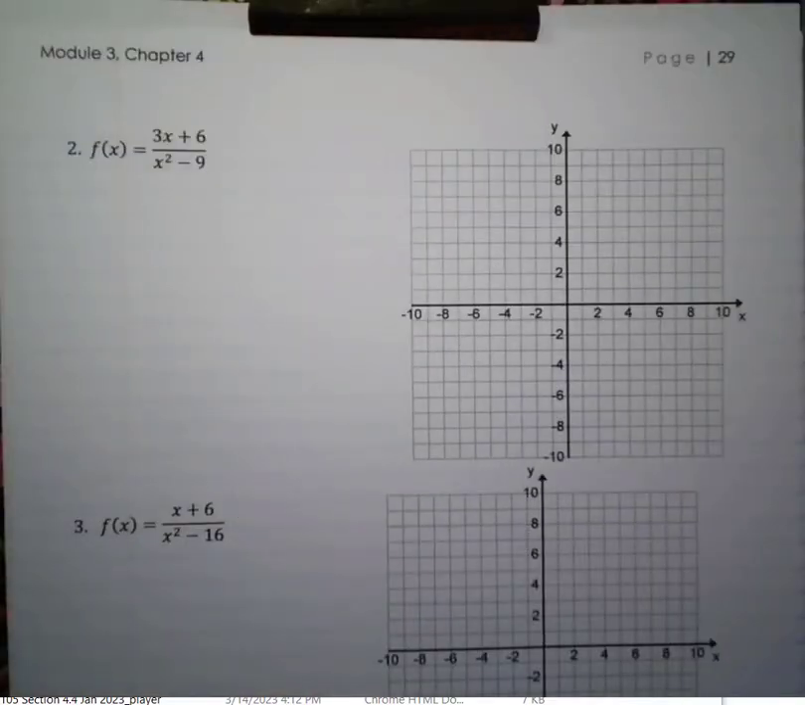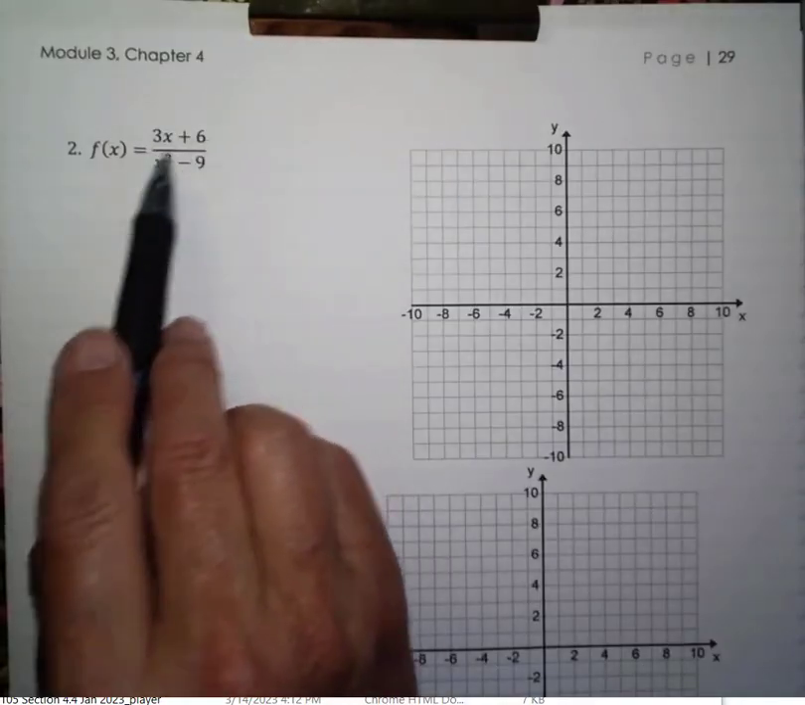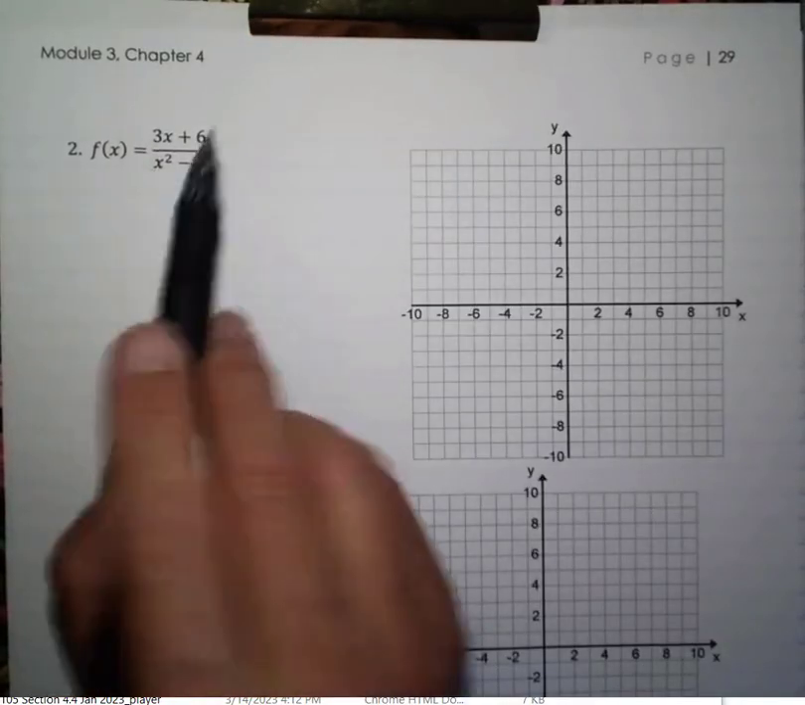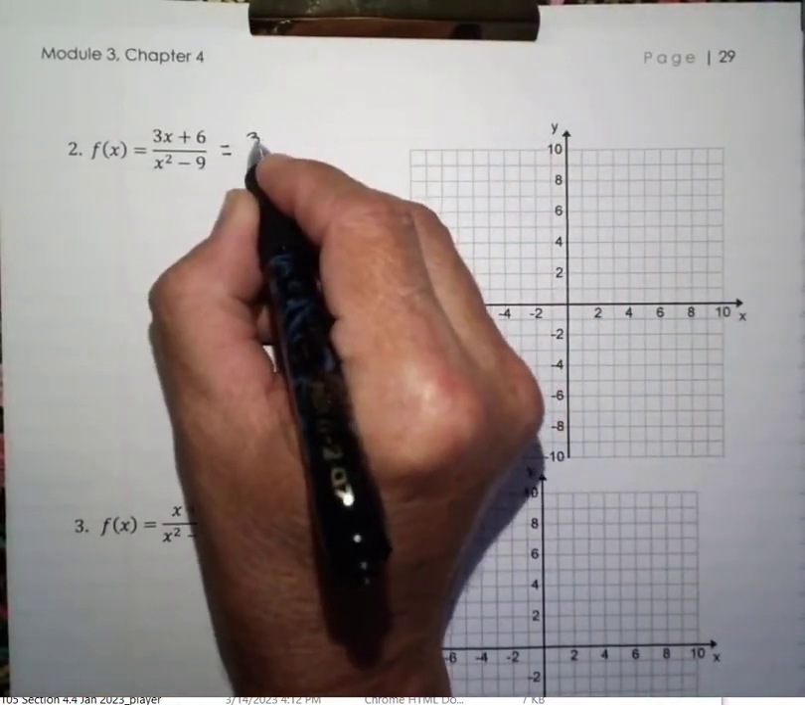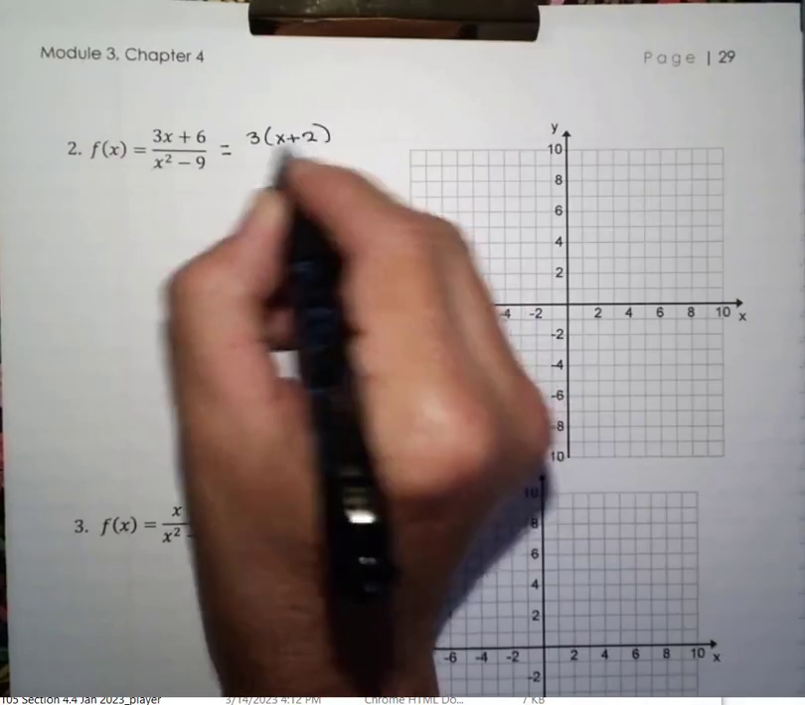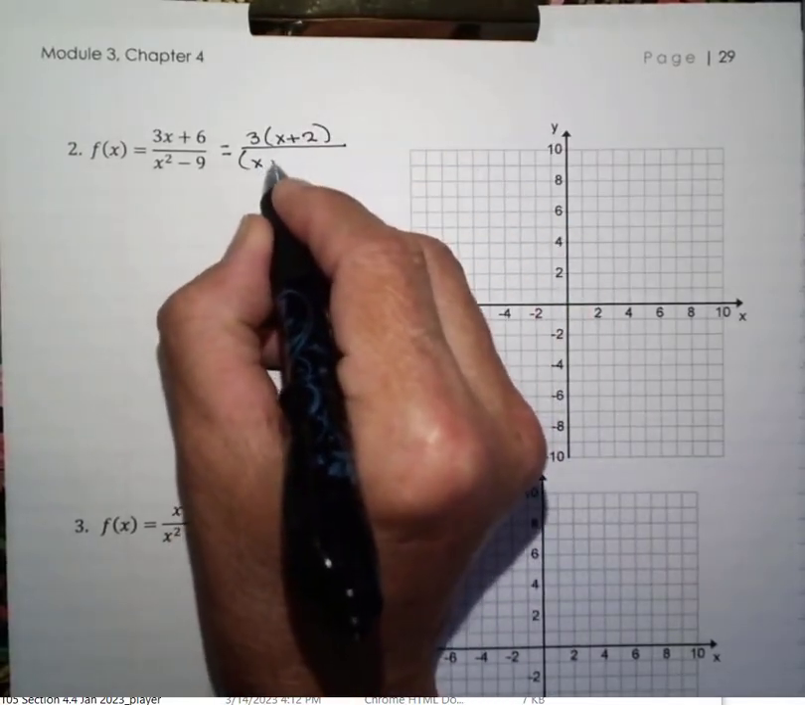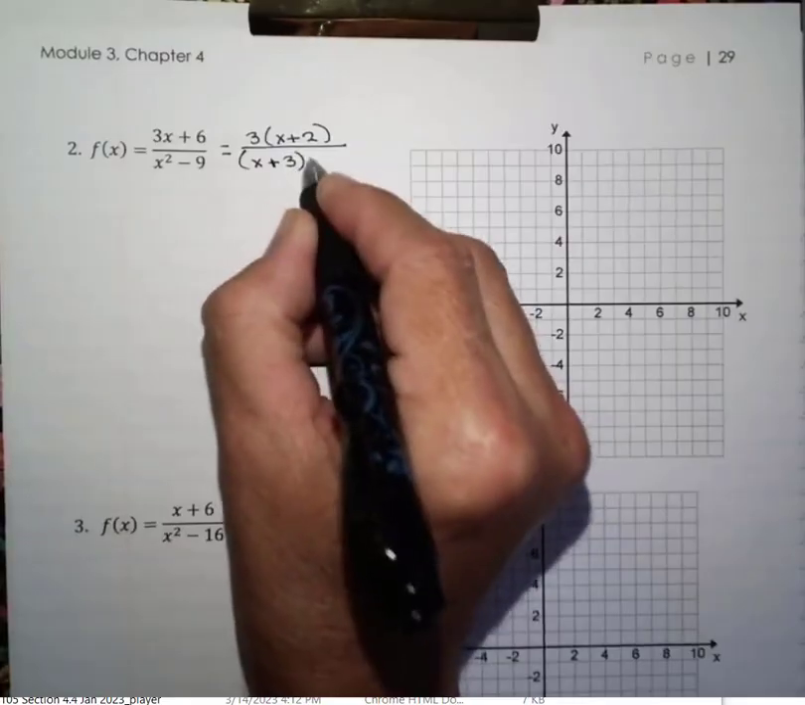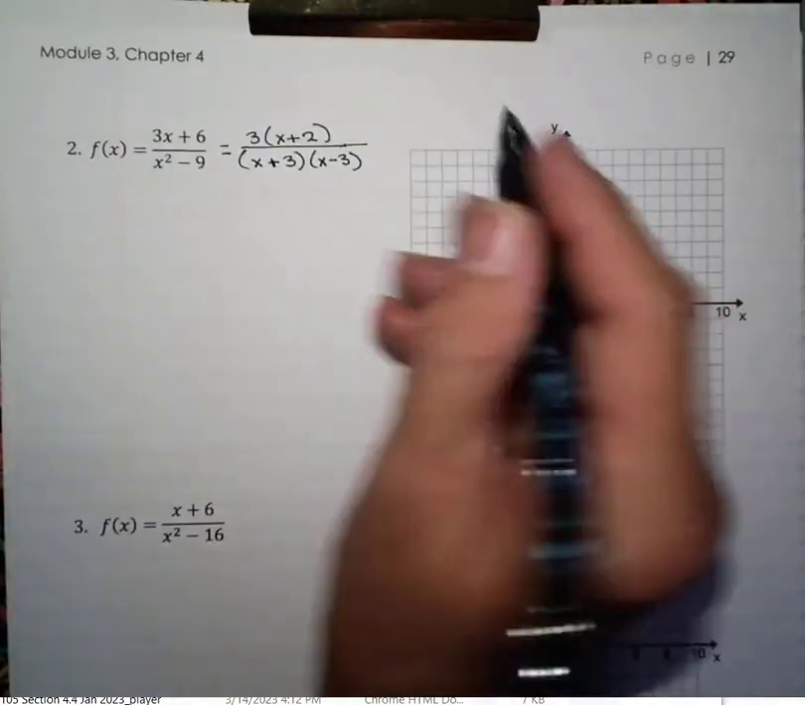So let's take these principles and these procedures that we've learned, and let's apply them to some more complicated graphs. This function is 3x plus 6 over x squared minus 9. Now I'm going to go ahead and factor it. Normally I would factor out the 3, and I would factor the denominator, although factoring that numerator is not really necessary for what we're doing. So I factored the denominator as a difference of two squares.